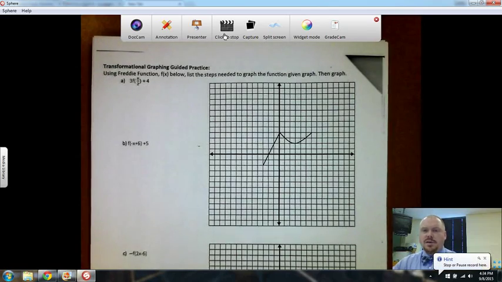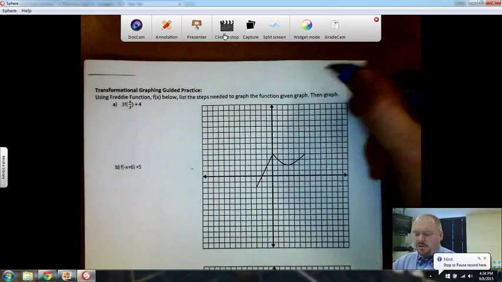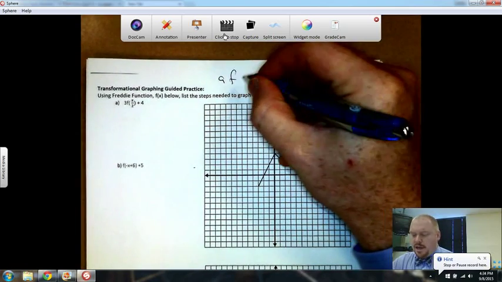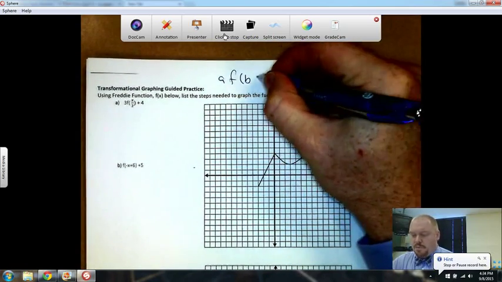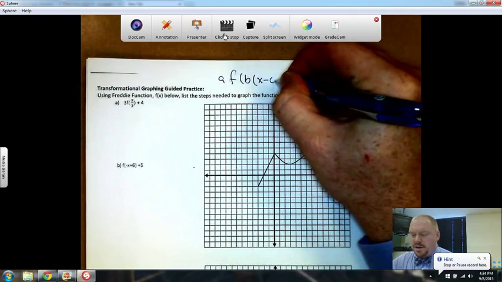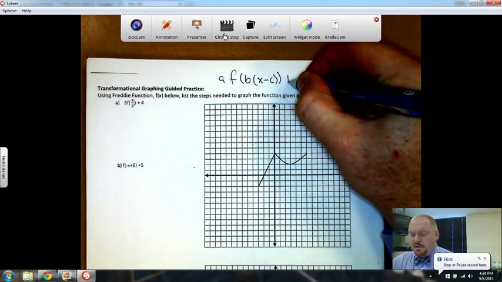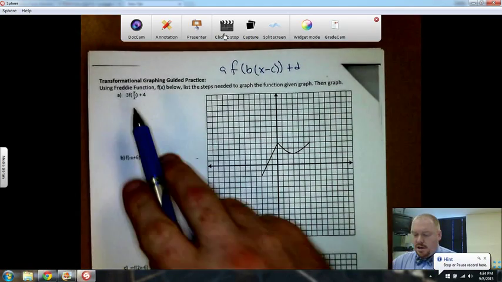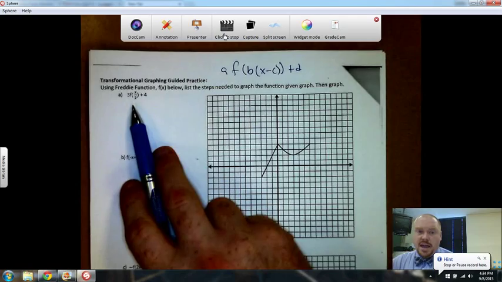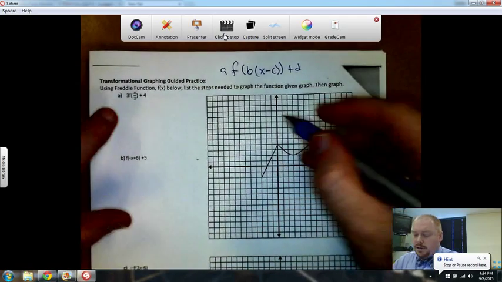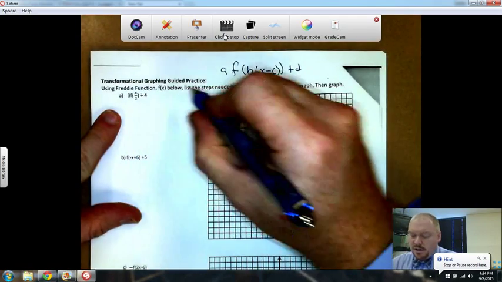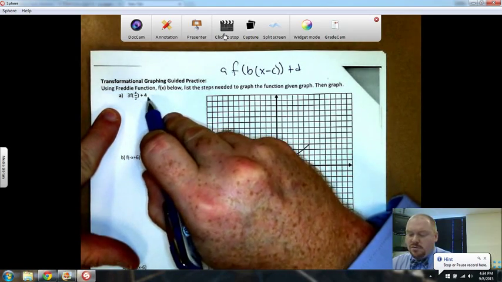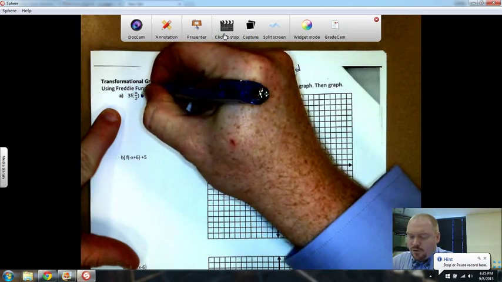In this video, we're going to review how to transform a graph that's in the form a f of b(x minus c) plus d. In letter A, I'm going to change this. Instead of being 3 times f of x over 2 plus 4, I'm going to make that minus 4.